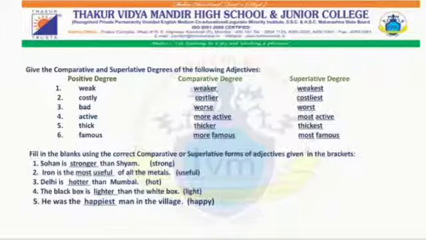Fourth, the black box is dash than the white box. Here we have the word than following the blank. So we will use the comparative degree of light, that is lighter. The black box is lighter than the white box. Fifth, he was the dash man in the village. Here we again have the preceding the blank. So we will use the superlative degree of the adjective happy, that is happiest. So he was the happiest man in the village.